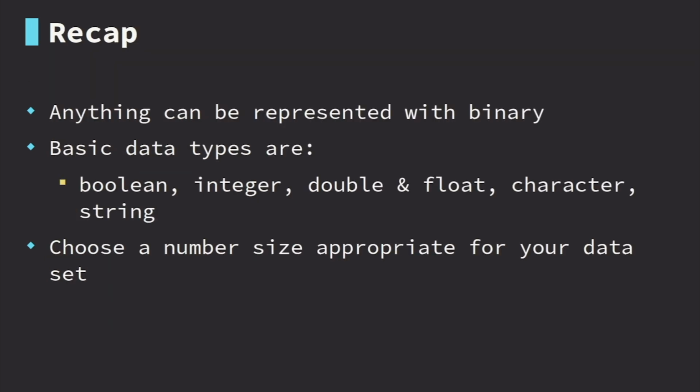All right, let's recap. We can represent any type of data with binary. And as programmers, we don't necessarily need to understand what the binary code is. We just need to be able to represent it using human terms such as words and numbers, and Rust is going to convert it for us. The basic data types are Booleans, which are true and false; integers, whole numbers; double and float, which are decimal numbers; characters, which is a single character; and string, which is a string of characters put together. And when we're working with numbers, we want to choose a number size that's appropriate for the data set that we're using. And that's a wrap on data types in Rust.